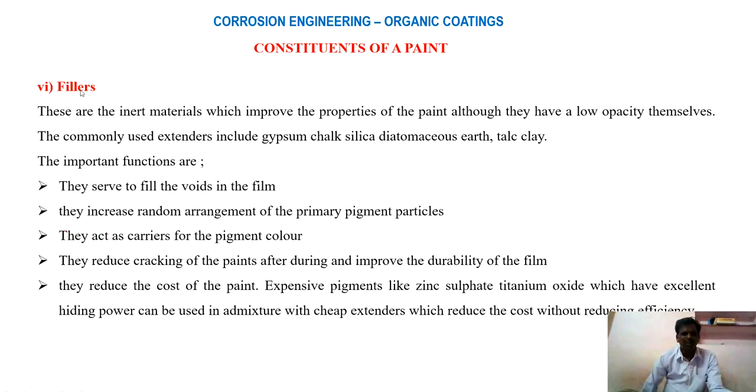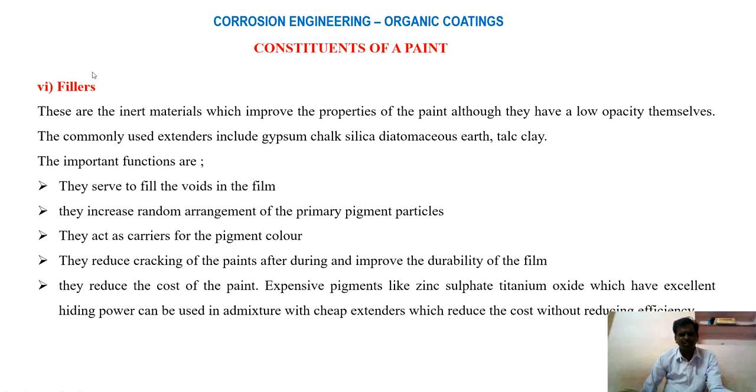So next one is fillers. These are inert materials having a low opacity, and commonly we are using gypsum, chalk, silica, diatomaceous earth, talc, clay, etc. These fillers are used to avoid agglomeration of the pigments on the surface of the film. So to make the pigment hold randomly, we have to use these fillers. These fillers serve to fill the voids in the film. Sometimes the film may have some bubbles or pores. To fill those pores and avoid the formation of bubbles, we have to use these fillers.